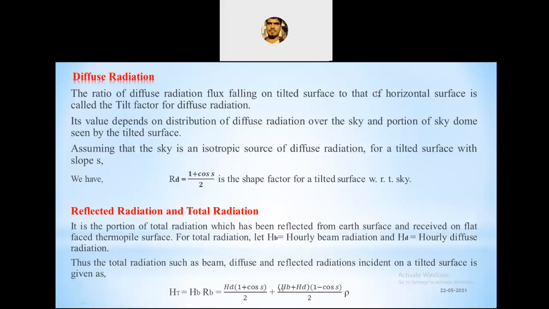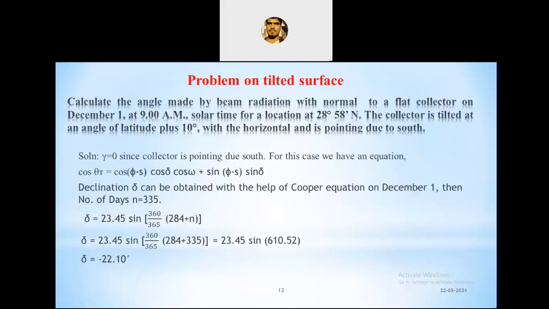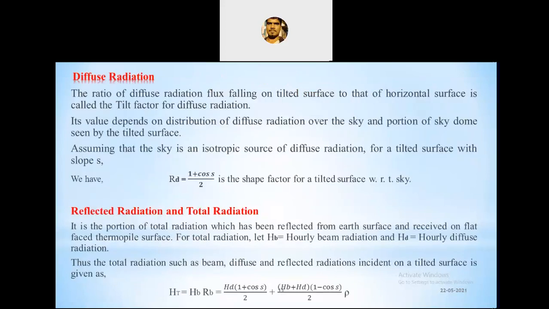Okay, and thus the total radiation such as beam, diffuse, and reflected radiation incident on the tilted surface is given by HT, which is equal to HB into RB plus HD (1 plus cos S, meaning slope) divided by 2, plus (HB plus HD) (1 minus cos S) divided by 2 into rho, the reflectance of the ground, atmosphere or cloud.